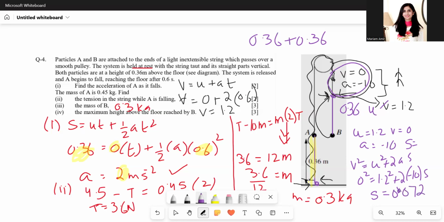Now the total distance is 0.36 plus 0.36 plus 0.072, which gives 0.792. That's the maximum height above the floor reached by B.